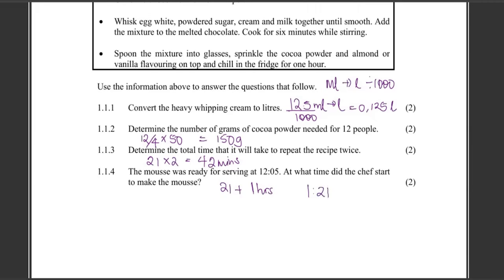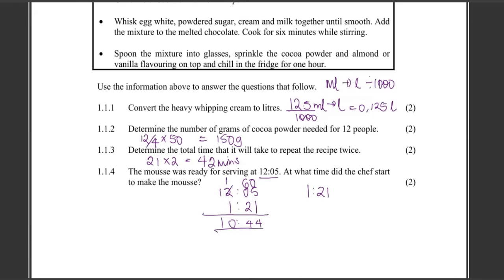At what time did the chef start? Because it ends at this time, we need to work backwards. So we are going to subtract. We are going to say 12 hours, 5 minutes minus 1 hour 21 minutes. It's impossible to subtract 21 from 5. What we do, we borrow. This becomes 60, meaning 65 minus 21. I believe you end up having 44. Now here you're remaining with a 1. So the person began at this time.